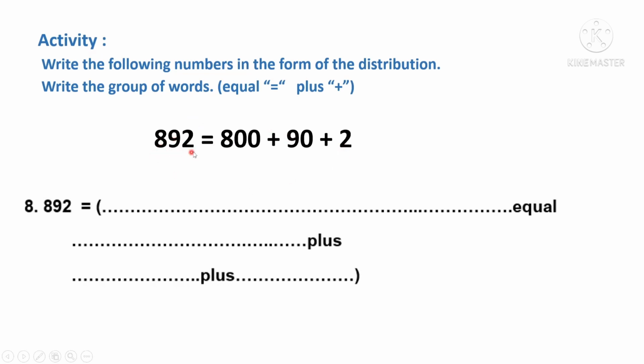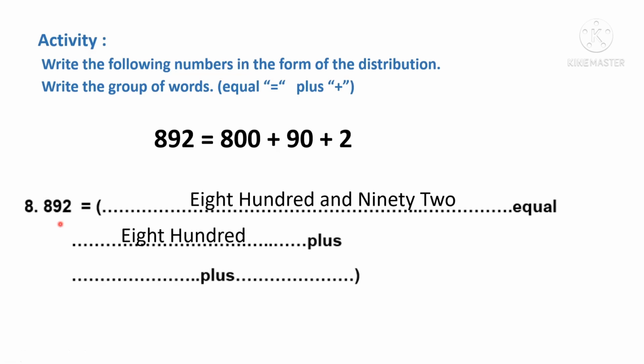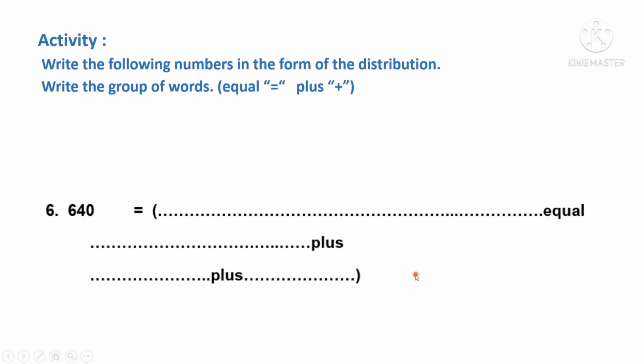892. 892 equals 800 plus 90 plus 2. Now write it in words. 892 equals 800 plus 90 plus 2. Okay. Now this one. Let's solve for this one together.